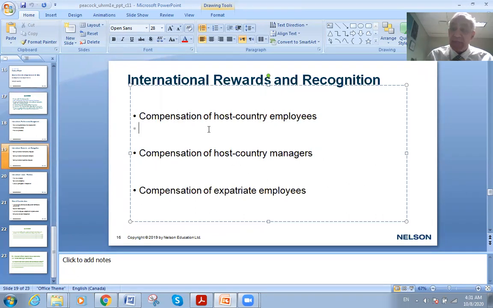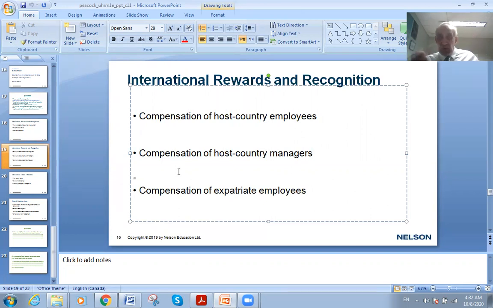So if the Egyptian factory has a branch in the United States, I will never reward the workers based on Egypt. No, based on where they are working now, in the United States or Canada as well. Compensation of host country managers. Yeah, of host country managers.